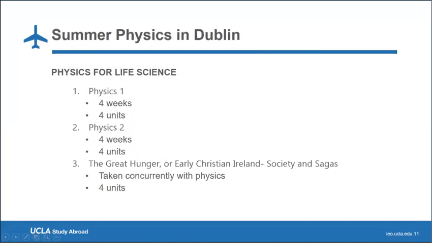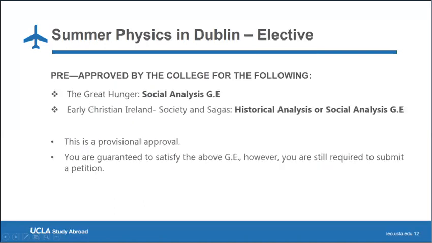You also, like I mentioned, will be enrolling in a non-STEM elective. On this program, you have the option of choosing the elective. So students on this program can select from either the Great Hunger or the Early Christian Ireland program. The non-STEM elective will be taken concurrently with the physics course and will be a total of 4 units. So overall, summer physics in Dublin will total you for 8 weeks abroad and a total of 12 UC units. The elective in Dublin has been pre-approved by the college.